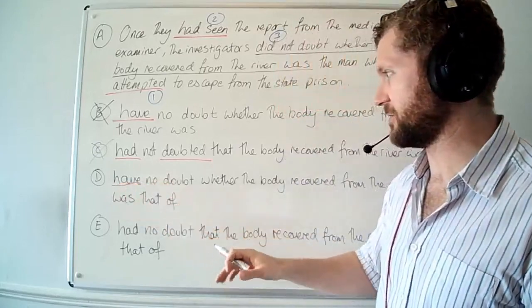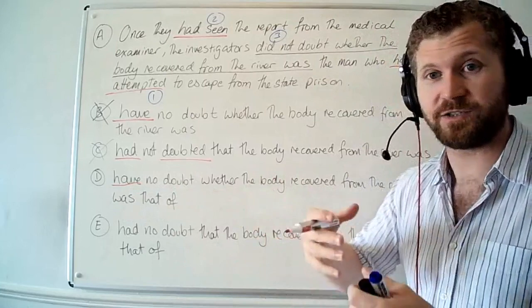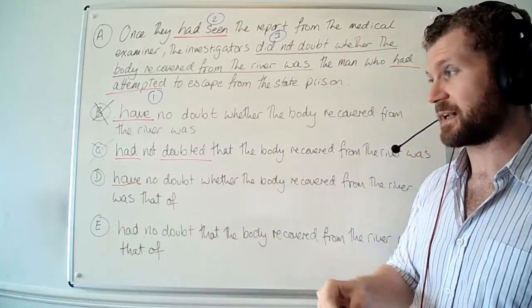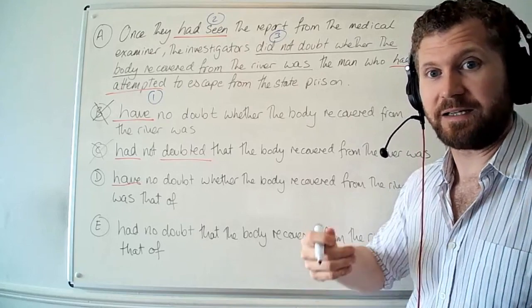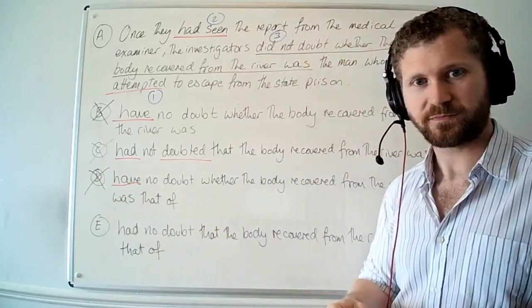D, very similar to B. I've got have here at the start. Again, no doubt is not a verb in the simple past tense. It's just I have no doubt. That's the present tense. For exactly the same reason as we did for B, I can't use the present tense in this context. And so D is going to go.